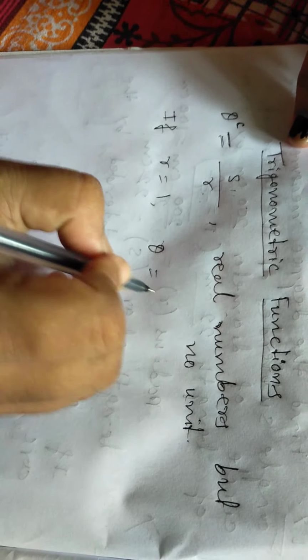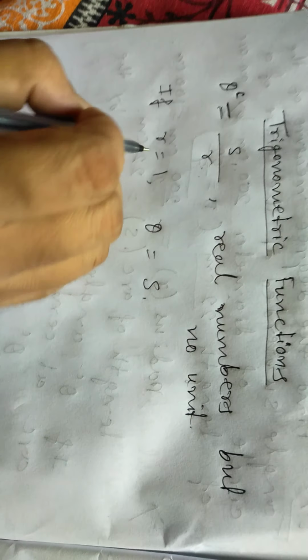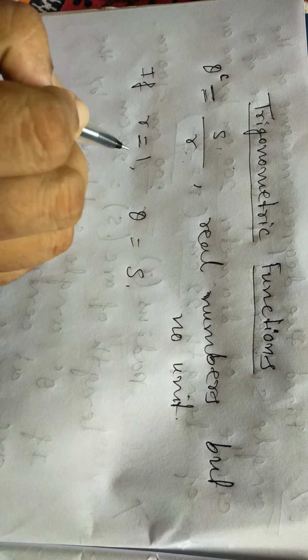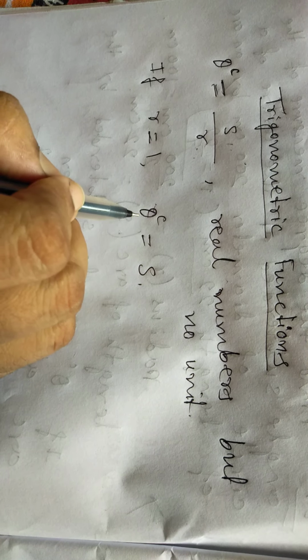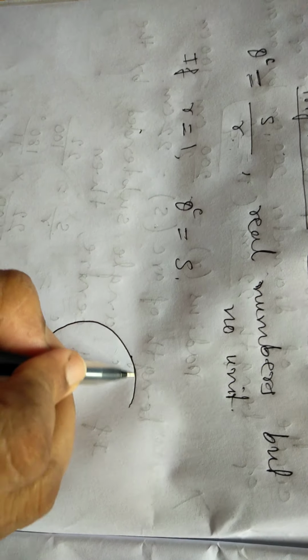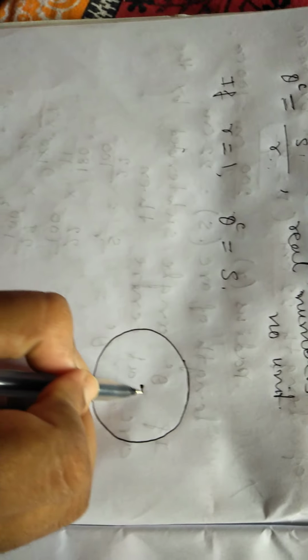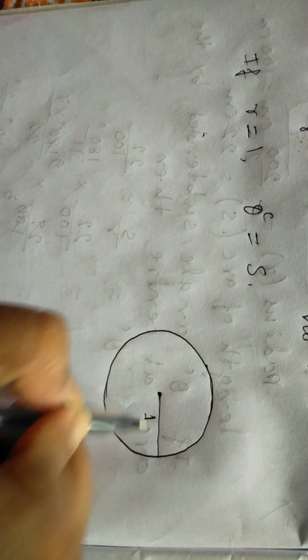Now if we put r equal to 1, then we get theta equal to s. It means if a circle is of radius 1 unit, then the angle subtended by the arc will be equal to the length of the arc. Suppose there is one circle, this is the center, and its radius is 1 unit.